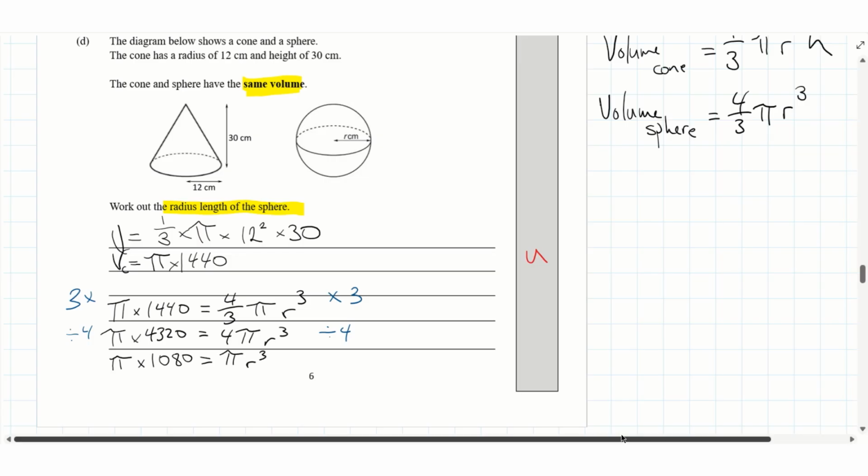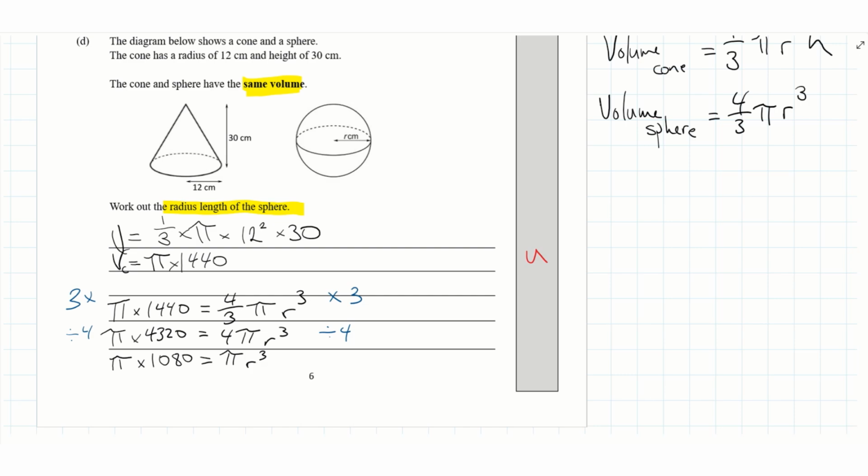All right, well, we're getting there. Now I get to divide both sides by pi. Divide by pi, divide by pi, and that's going to come out to 1,080 is equal to r cubed.